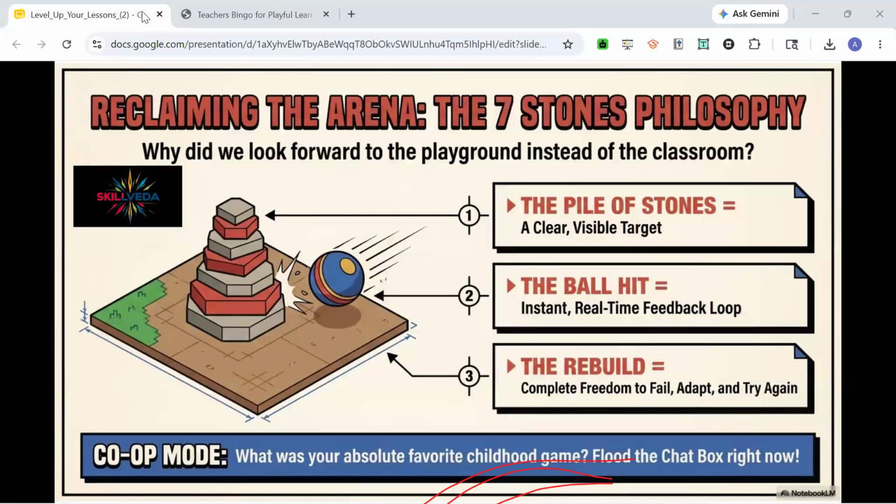Now, what made these games to be played for hours without complaining about being tired? It's because they all had clear, visible targets.